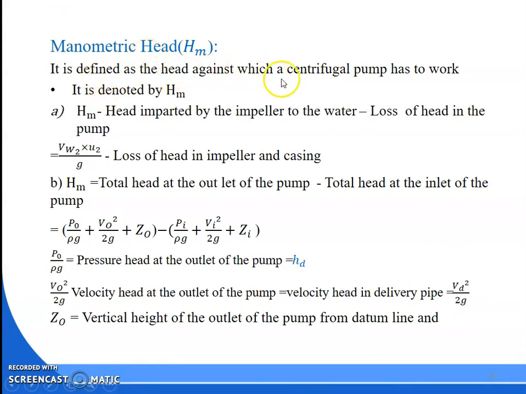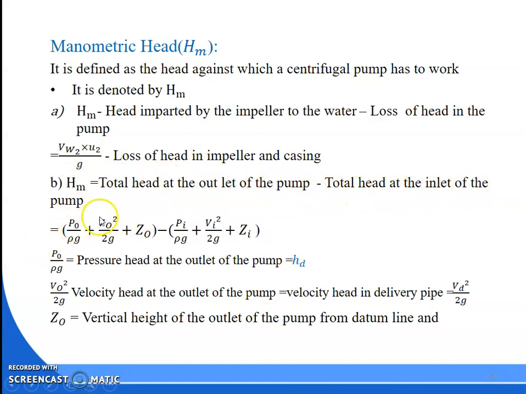It is defined as the head against which the centrifugal pump has to work. It is denoted by HM, M for manometric, H stands for head. It is the head imparted by the impeller to the water, and loss of head in the pump. So what is the loss of head in the impeller or casing? That is Vw2 U2 by g. Okay. So total head at the outlet of the pump minus total head at the inlet.